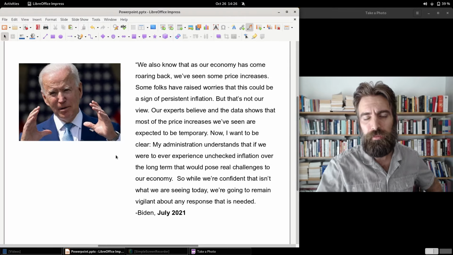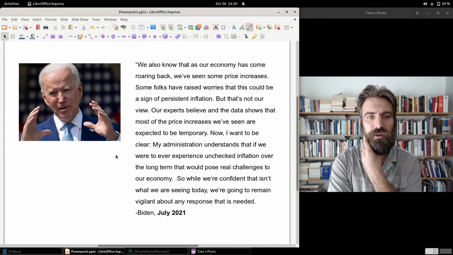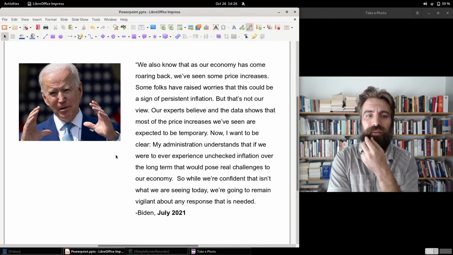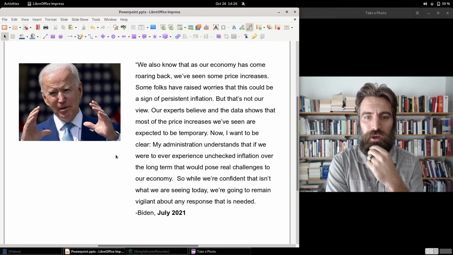Now, I want to be clear. My administration understands that if we were to ever experience unchecked inflation over the long term, that would pose real challenges to our economy. So while we're confident that isn't what we are seeing today, we're going to remain vigilant about any response that is needed.